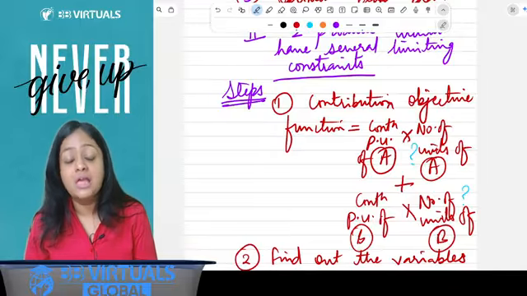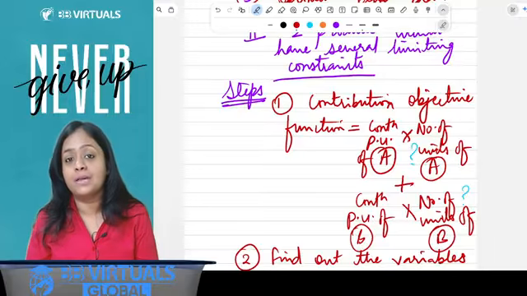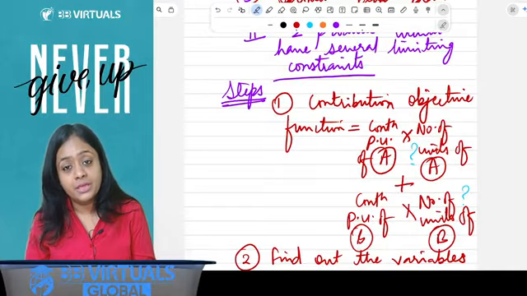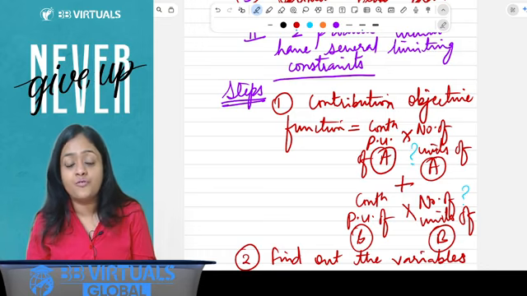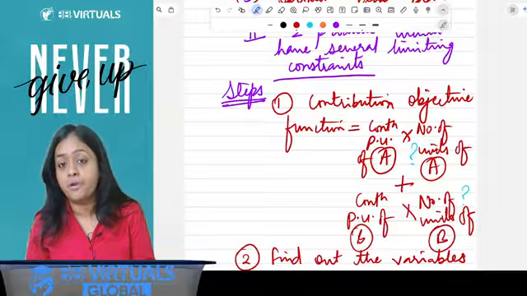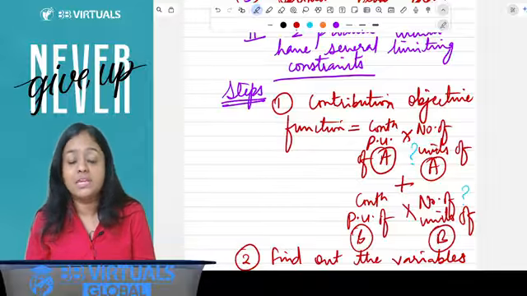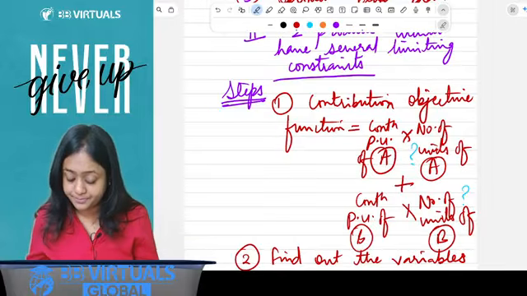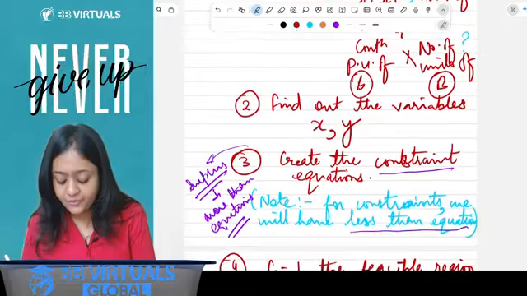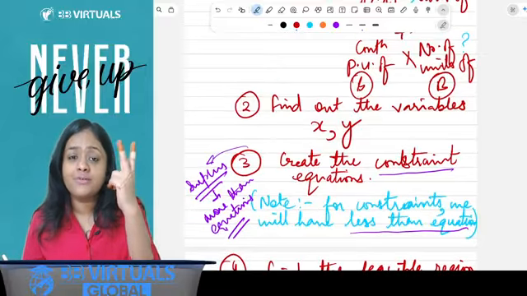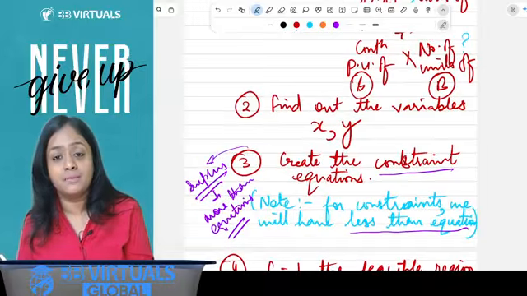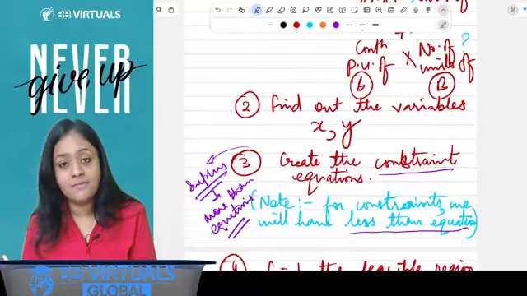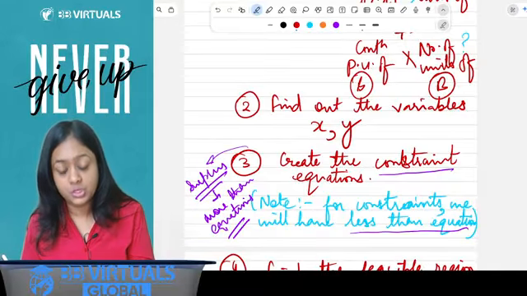For example, we will add up contribution per unit of the other product. Let's keep it as Y. So let's say if the contribution is 10 for product A and 20 for product B, then I can create an equation as 10x plus 20y. Second is find out the variables. Here you will always have 2 variables. In your PM exams, you will not work with more than 2 variables. So x and y are the variables typically that we can use.